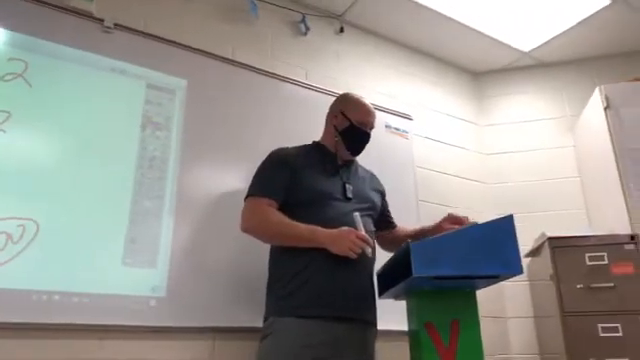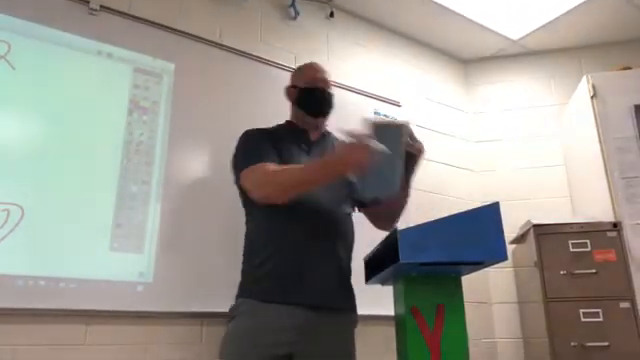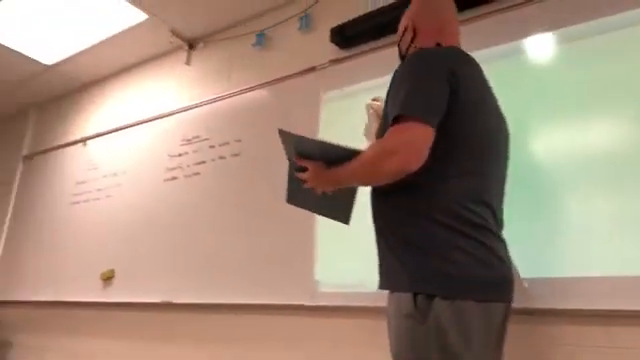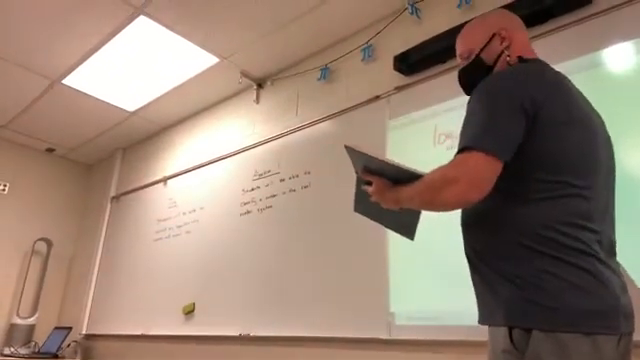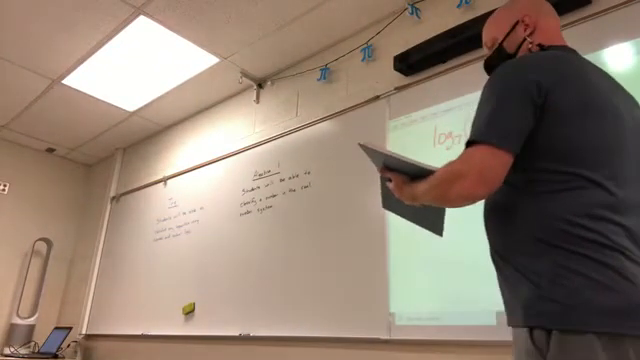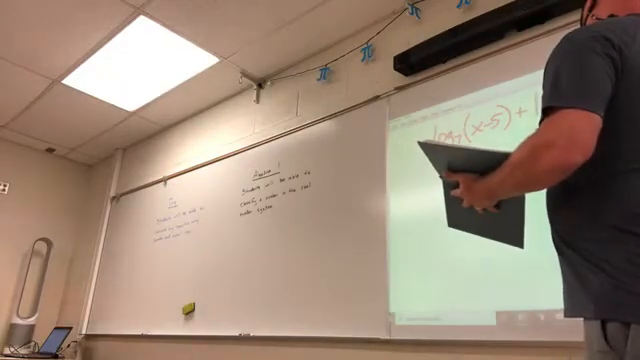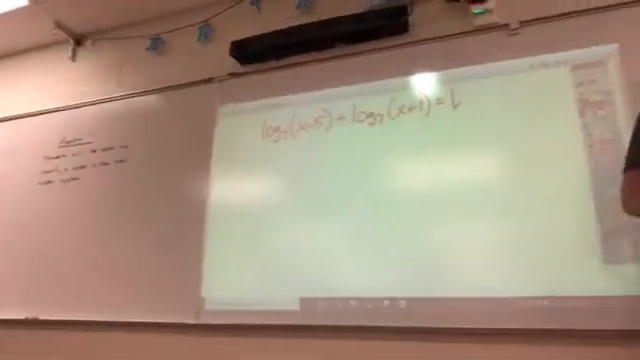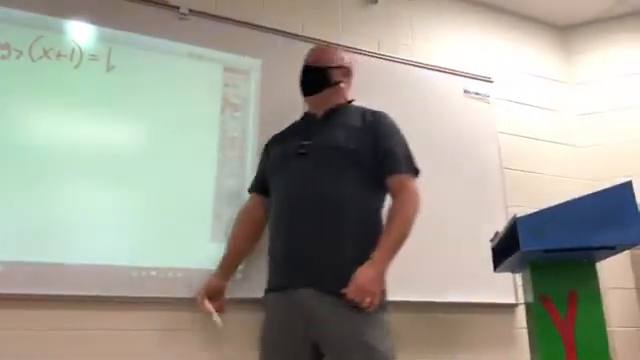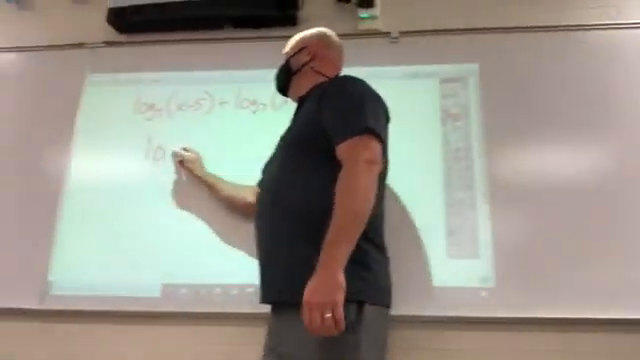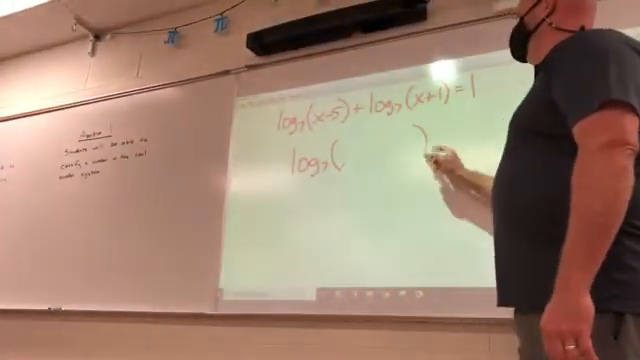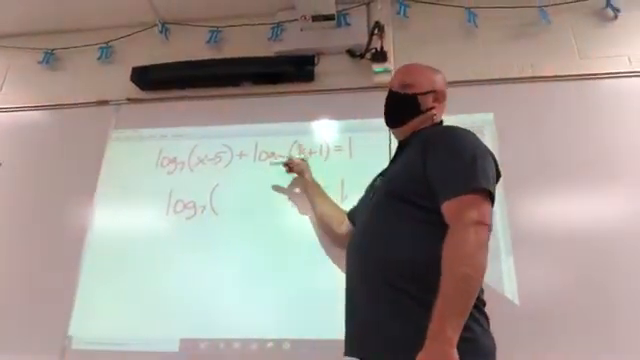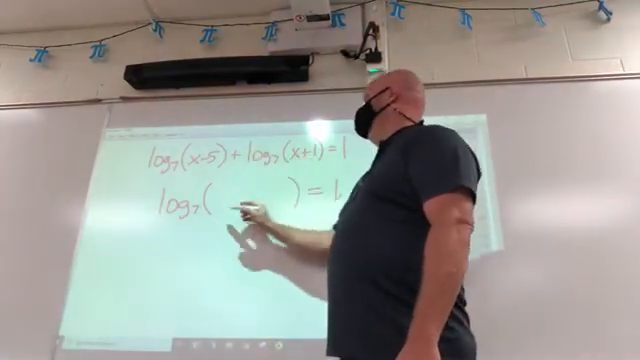Laura, what do you got? 63. Okay. So 63 says log base 7 of x minus 5 plus log base 7 of x plus 1 is equal to 1. Okay, what's my property say I can do? I can combine these. What would I do with the x minus 5 and the x plus 1? Multiply. So that means I have to FOIL, okay.